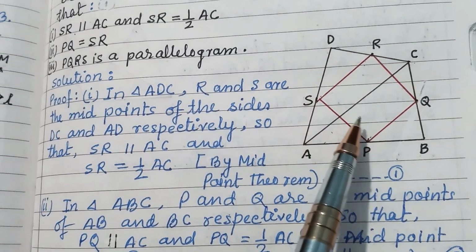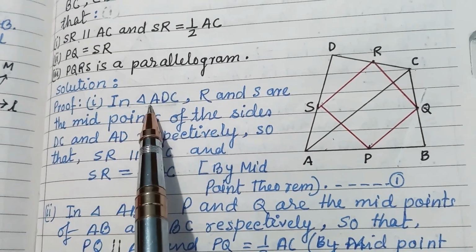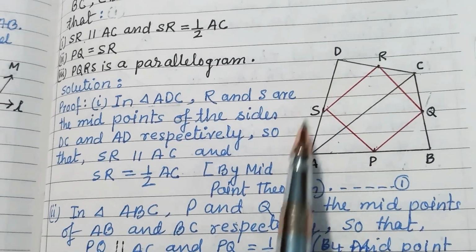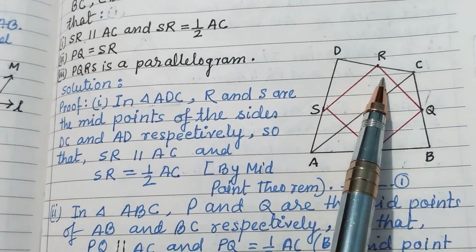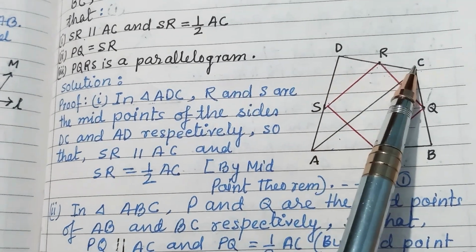Now you take one triangle for the proof. In triangle ADC, S and R are the midpoints of AD and DC.